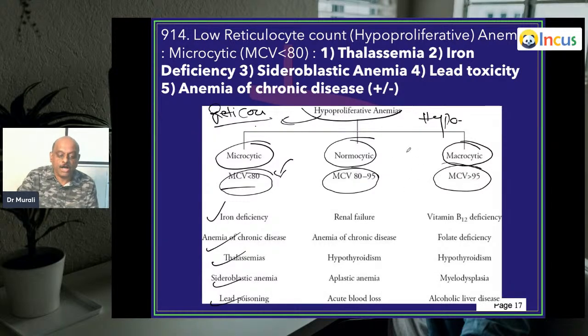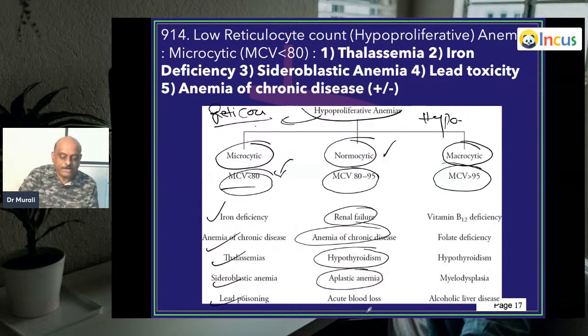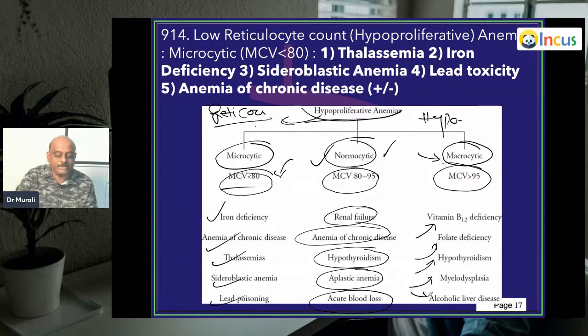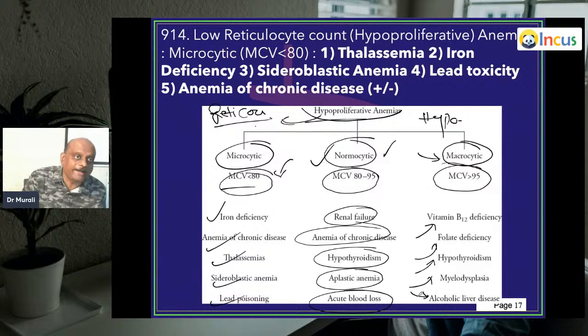And where do you find normocytic anemia with a low reti count? Renal failure, anemia of chronic disease, hypothyroidism, aplastic anemia, and acute blood loss. In all these, it will be normocytic, but with a low reti count, a hypoproliferative anemia. Where do you find macrocytic anemia with a low reti count? Vitamin B12 and folate deficiency, hypothyroidism, myelodysplasia, and alcoholic liver disease.